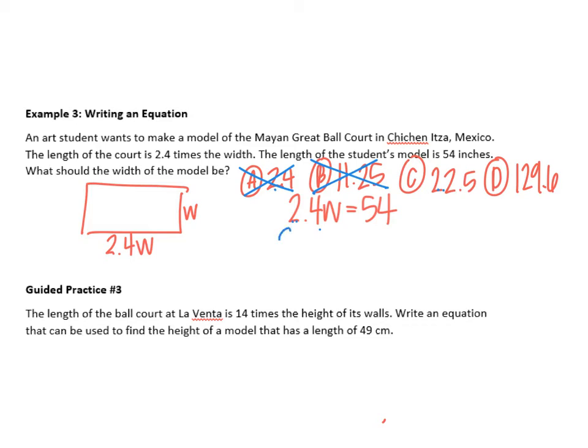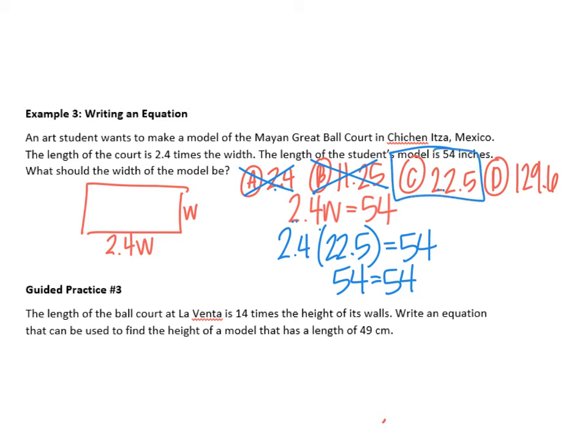So now I want you to plug it in, 2.4 times 22.5. And I want you to see if that's true. And you do actually get 54 equals 54. So C is the right length. Width should be 22.5.